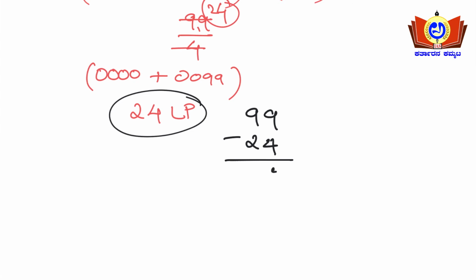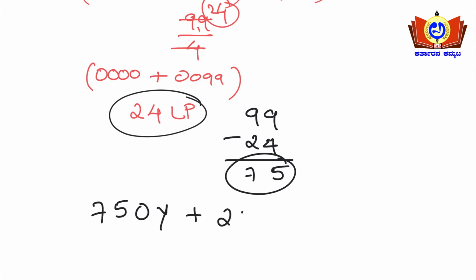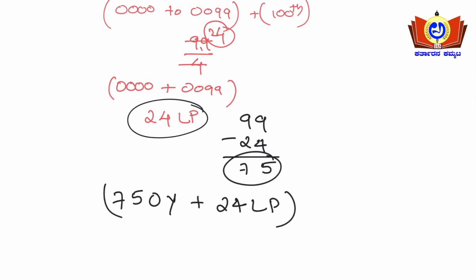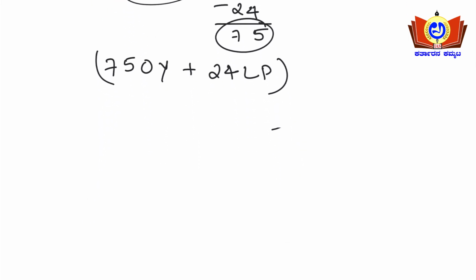So 9 minus 4 is 5 and 9 minus 2 is 7. Okay, so 75 ordinary years plus 24 leap years. Yes or no? Okay, so in 75 ordinary years how many odd days will be there? 1 odd day will be there.